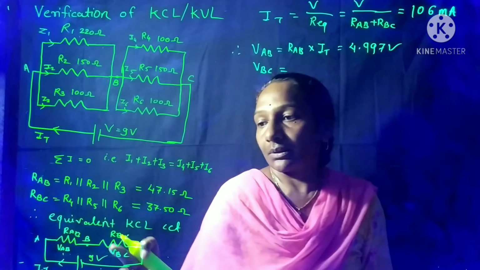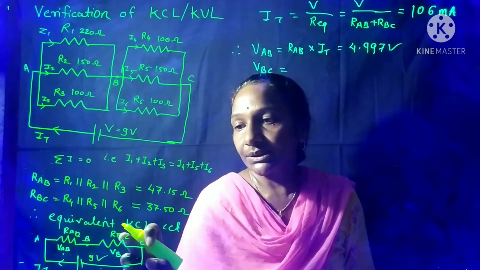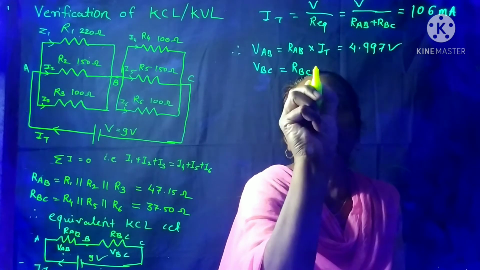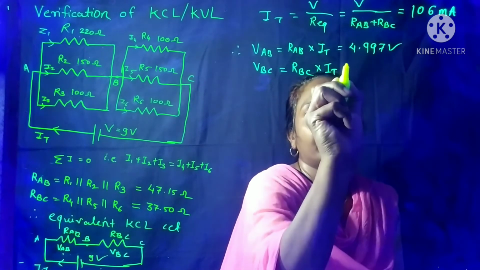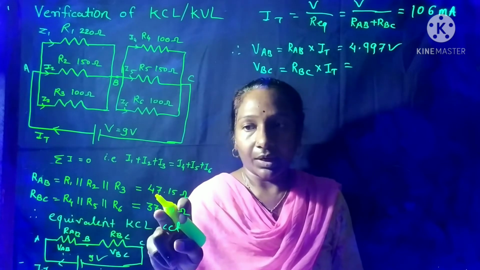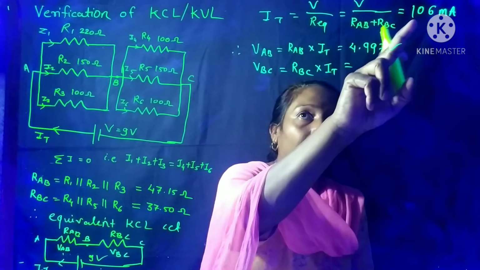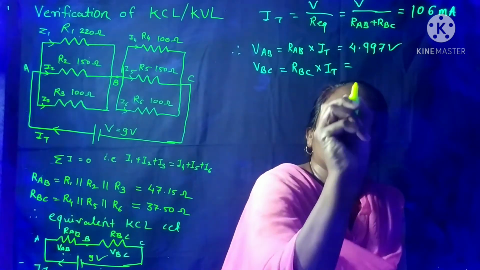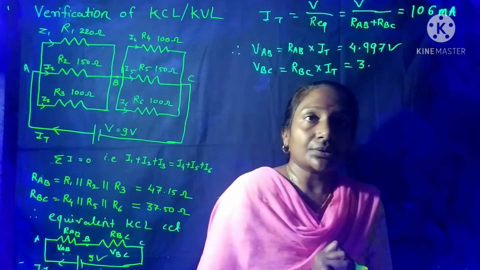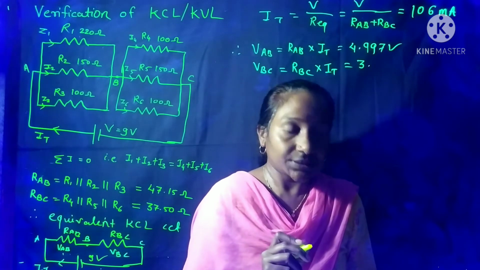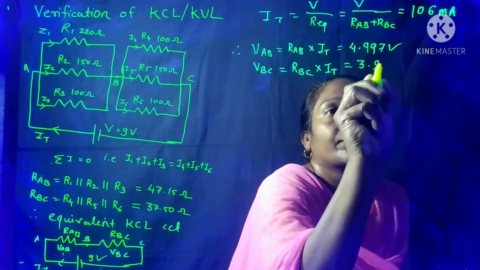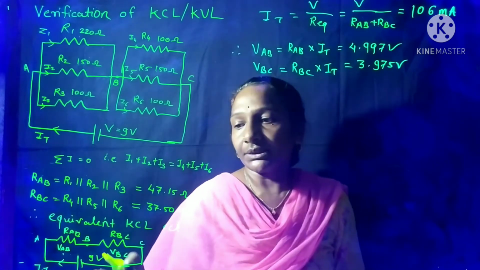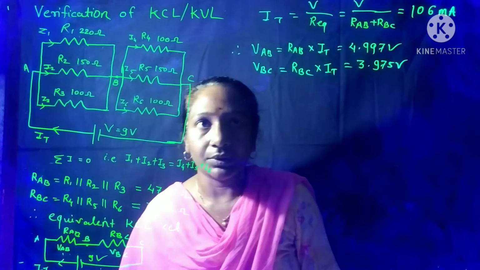Similarly, VBC, the voltage across the resistance RBC, is equal to resistance RBC into the total current IT. Substitute the value of RBC as 37.50 ohm and IT as 106 milliampere. After calculating, VBC is equal to 3.975 volt. And if we add these voltages, it is approximately equal to 9 volt.